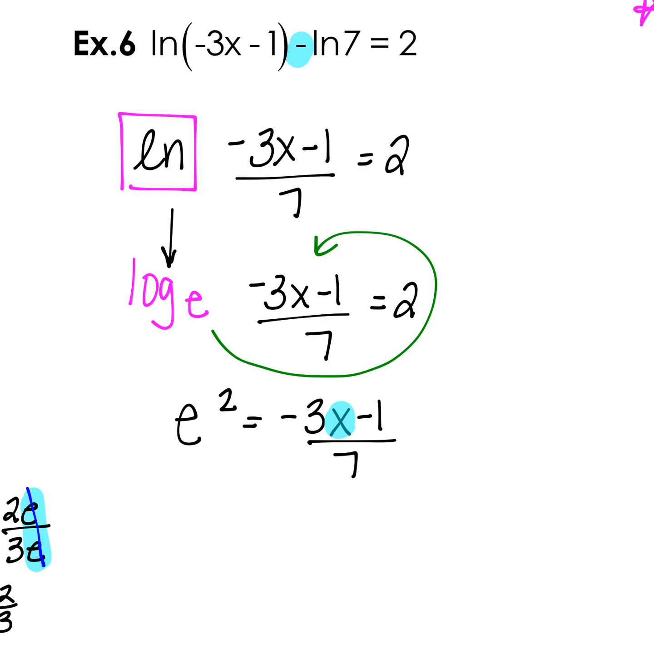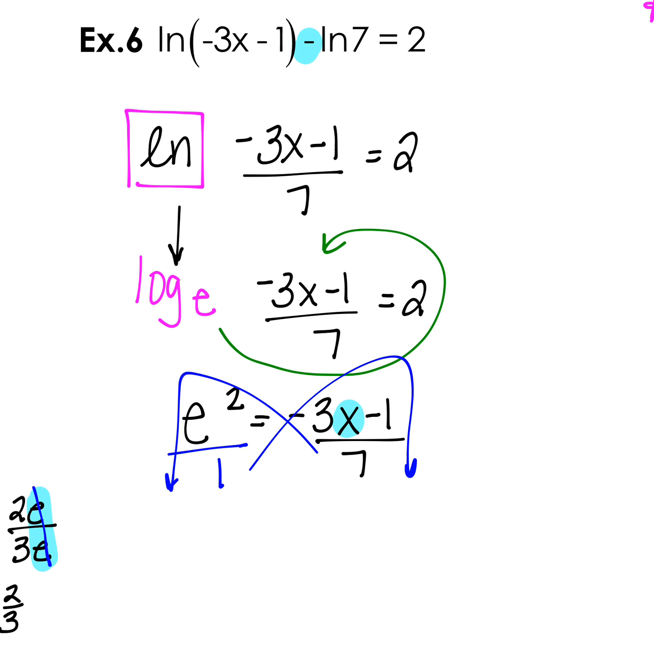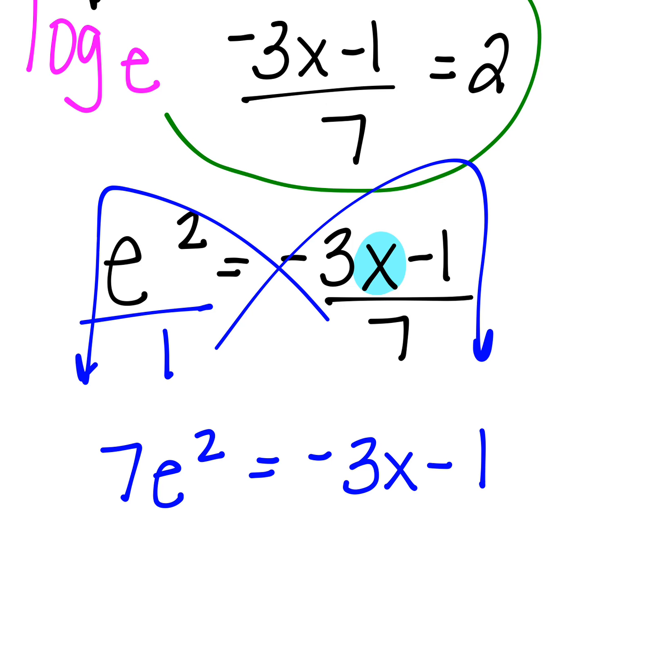Okay, this time, trying to isolate that x. I'm going to get that x by itself. So again, I'm going to put this over 1, and then I'm going to cross multiply again. So I get 7e squared is equal to negative 3x minus 1. Now this one might be a little bit easier because we're going to add this 1 over. Again, we're trying to isolate this x. So we want to get that 1 by itself. So we get 7e squared plus 1 is equal to negative 3x.